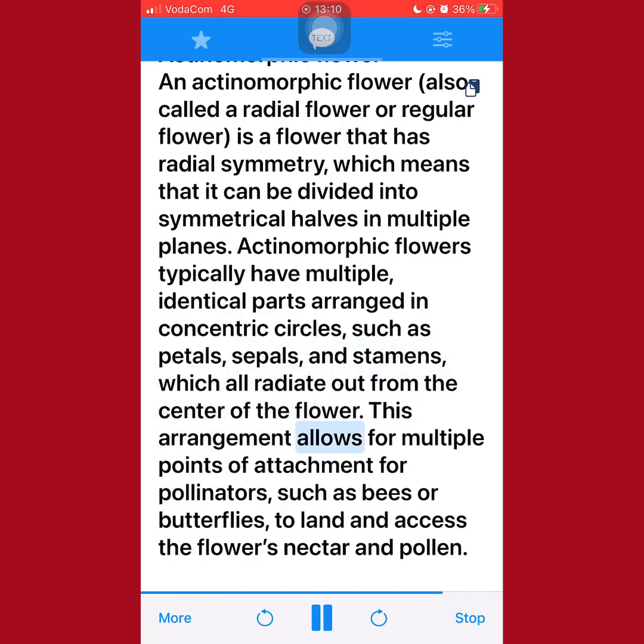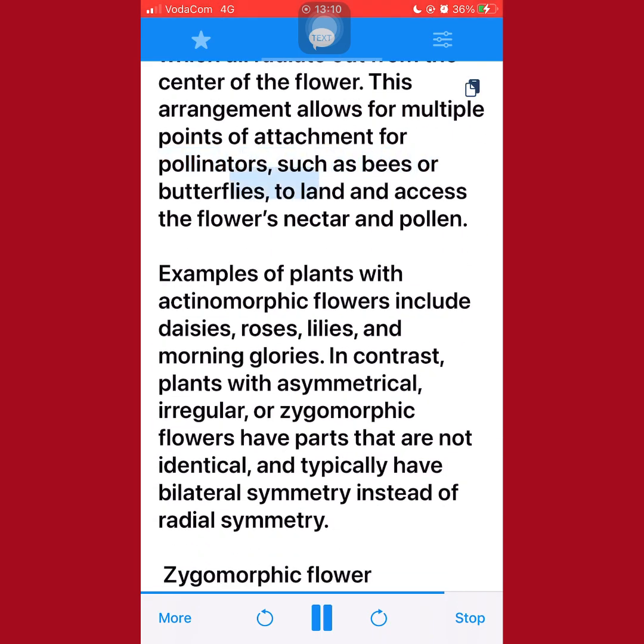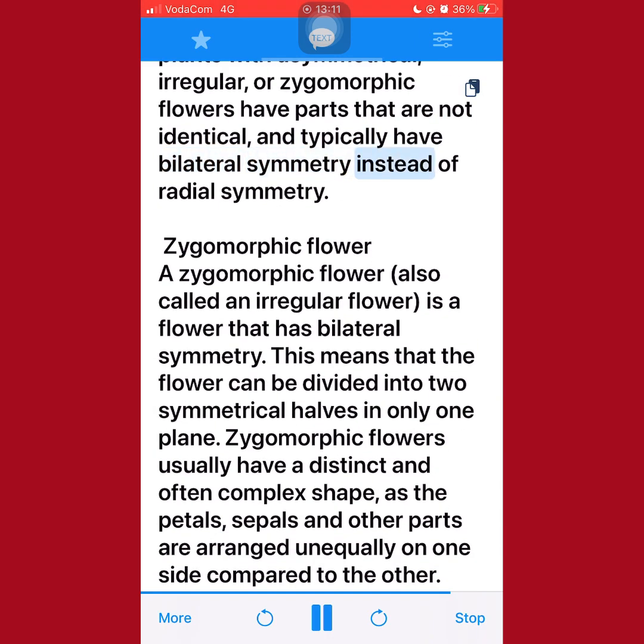This arrangement allows for multiple points of attachment for pollinators, such as bees or butterflies, to land and access the flower's nectar and pollen. Examples of plants with actinomorphic flowers include daisies, roses, lilies, and morning glories. In contrast, plants with asymmetrical, irregular, or zygomorphic flowers have parts that are not identical, and typically have bilateral symmetry instead of radial symmetry.